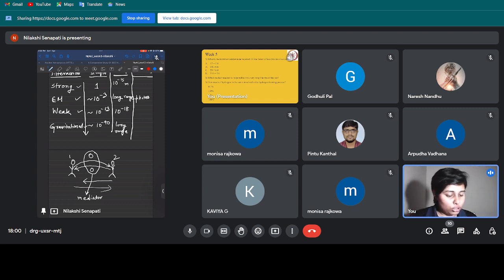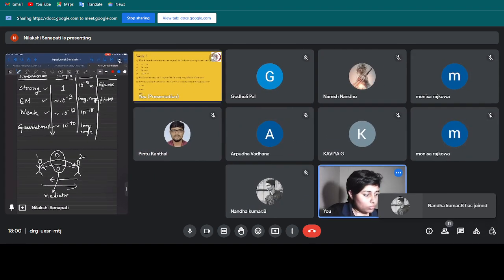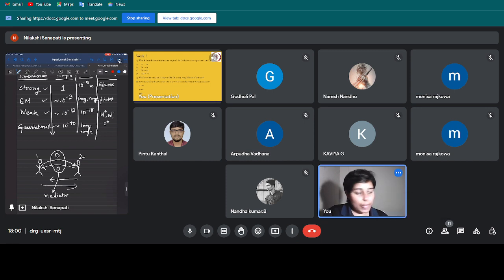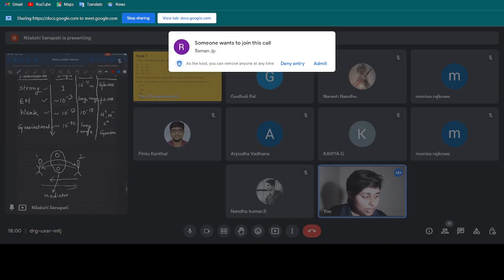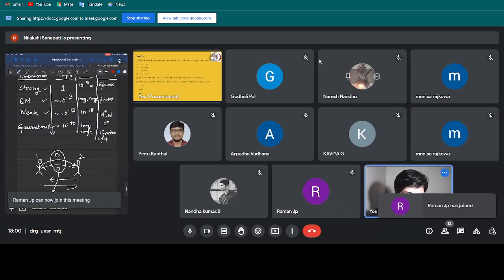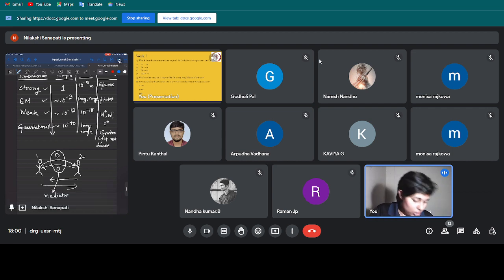For strong force also they have some mediators, and these are called gluons. Then for weak it is W plus, W minus and Z0. And for gravitation it is called graviton. But the thing is that it is not discovered yet, and everyone of us is aware that graviton is not discovered yet. But people think that maybe there will be some existence of graviton, and there are lots of discussions about whether it will happen or not.